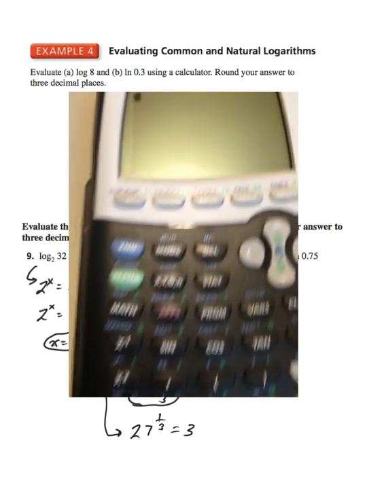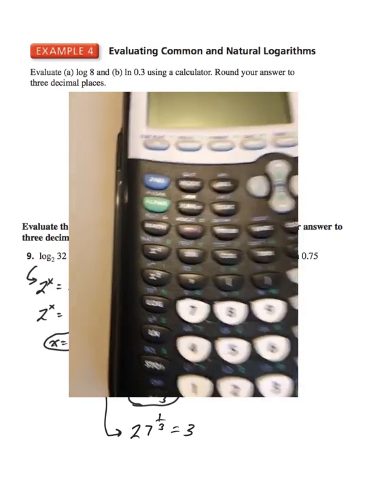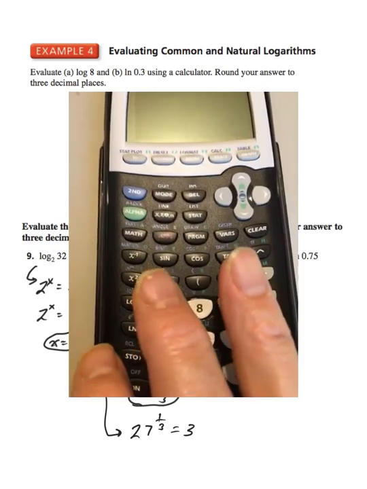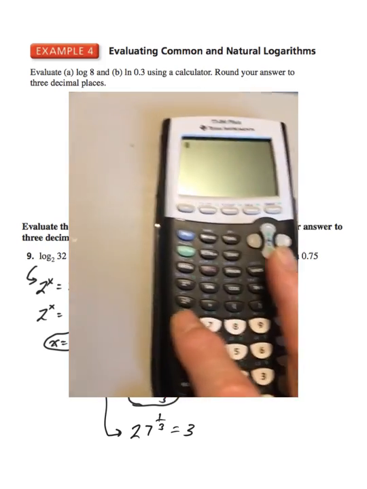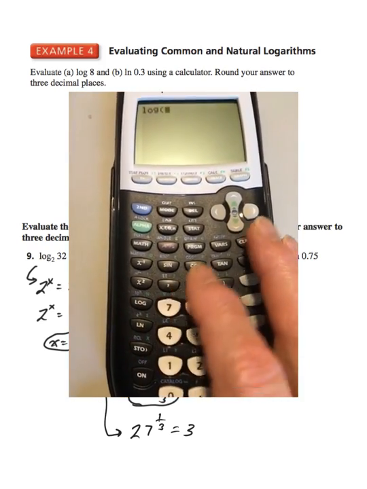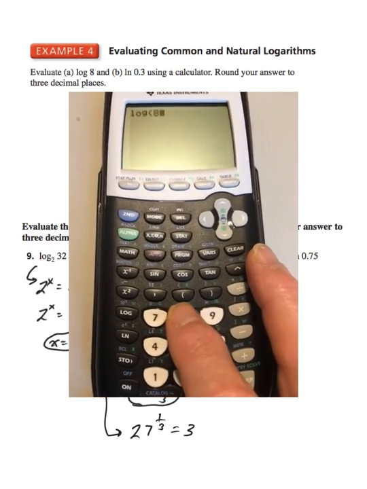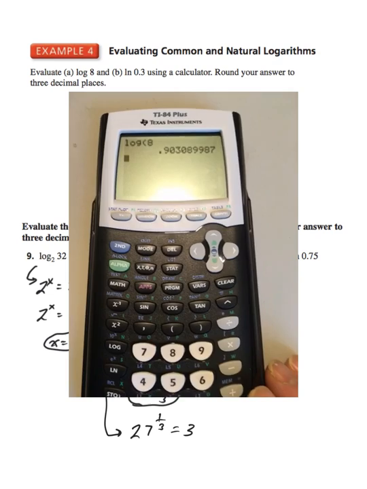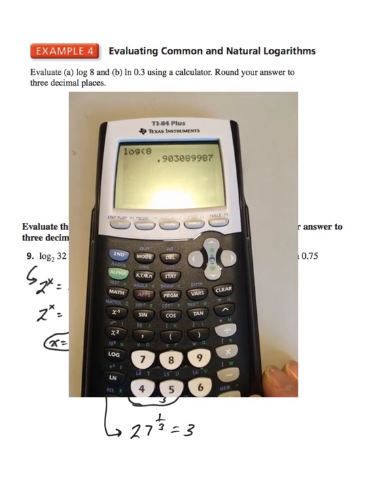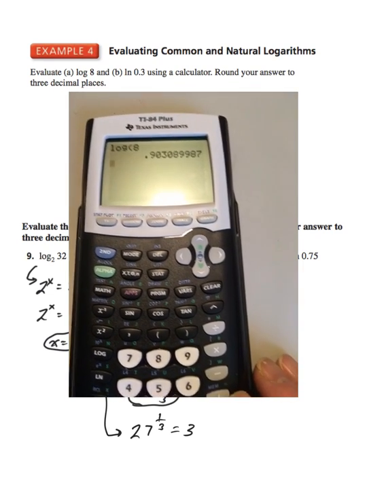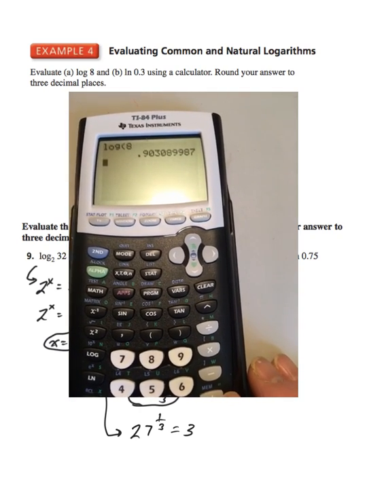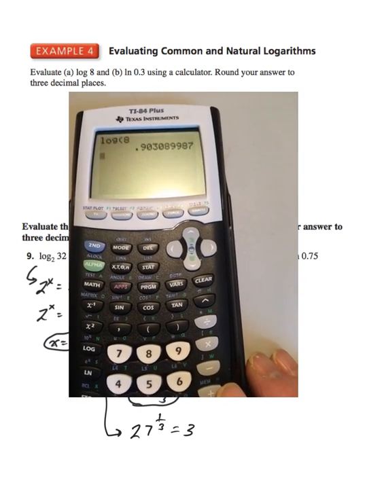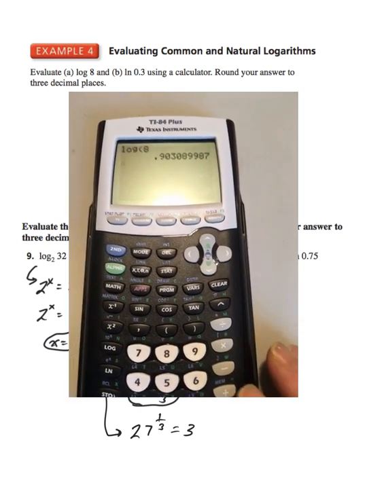This is pretty simple. So what we're going to do is just push the log button, log, and the number 8. And then enter. And so the answer is 0.903. That basically is telling us that 10 to the 0.9 is 8. But you never knew that.